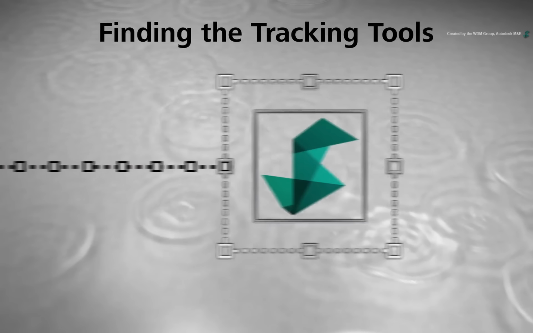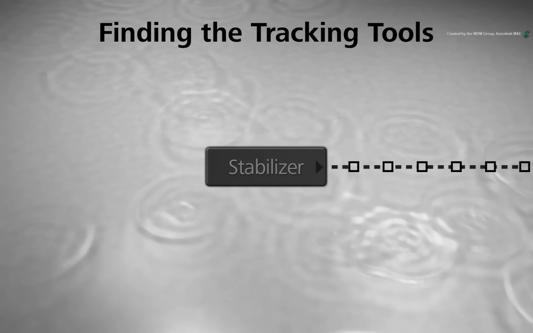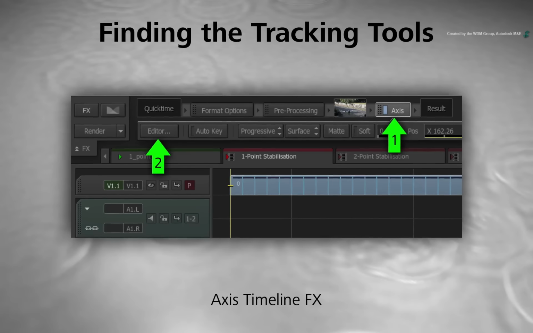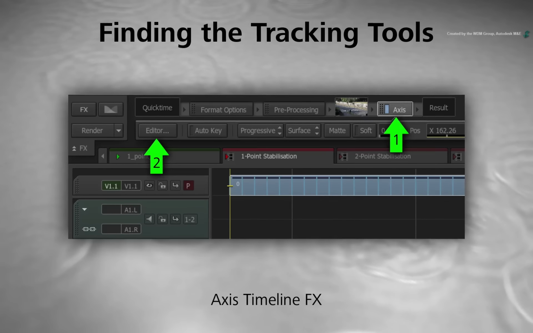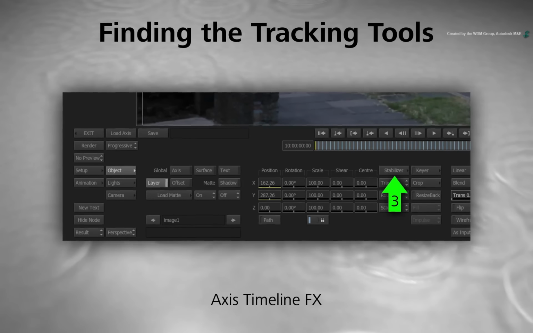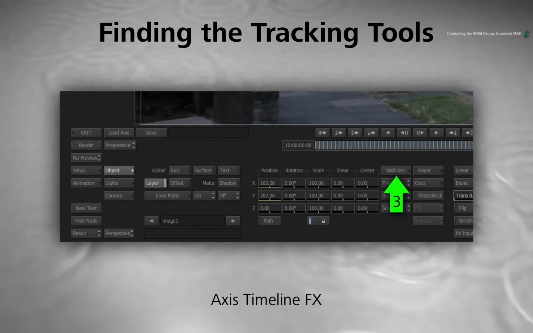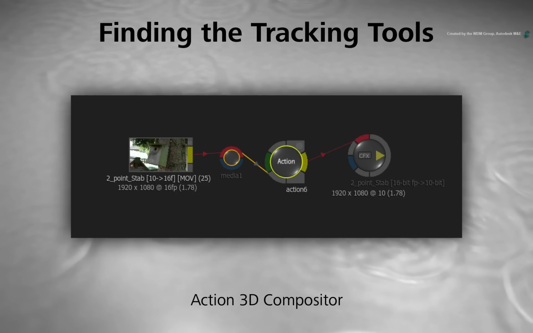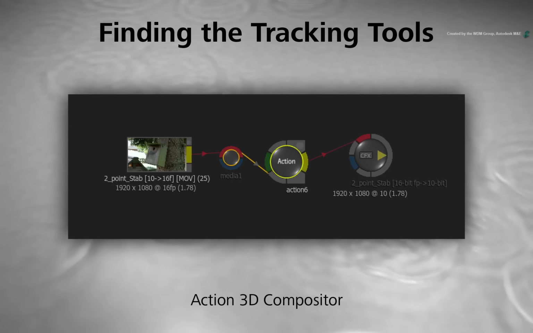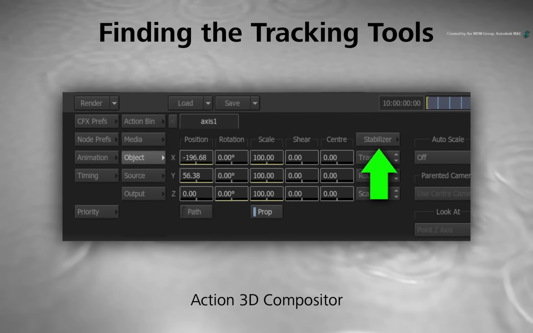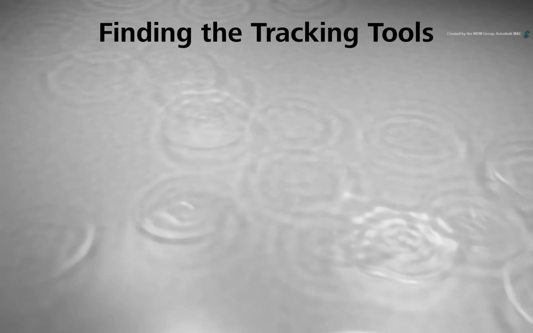Now here are the areas where you will find the tracking tools. You can track a selected layer to its background directly in the sequence using the axis timeline effects. This allows you to track segments to each other in the sequence fairly quickly. The next place you can perform tracking is using the Action 3D Compositor. This is probably where you'll spend most of the time tracking layers to a background.